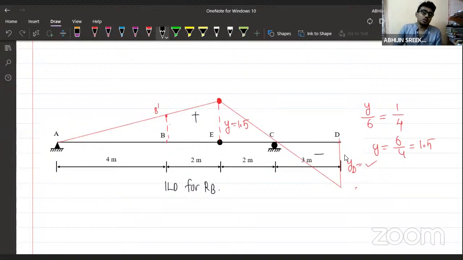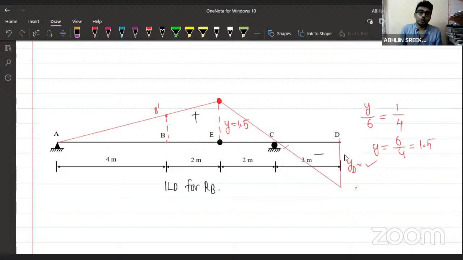And what should be the magnitude? Intensity of UDL into area of this portion. When will I get the maximum positive reaction at the point B? What should be the position of the load? Should I place it between AB, AE, or CE, or AC? What should be the position of the UDL to get the maximum positive reaction at the support B? Where should we place it?